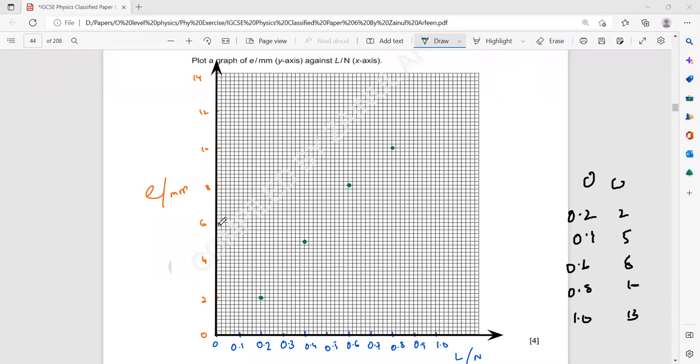Here I took 10 boxes equals 2. So each box is 0.2. So it will be 4.2, 4.4, 4.6, 4.8, and 5, because I took a 10 box difference. So that's why 5 boxes equals 1. And then 1 and 13, or 1.0 and 13.